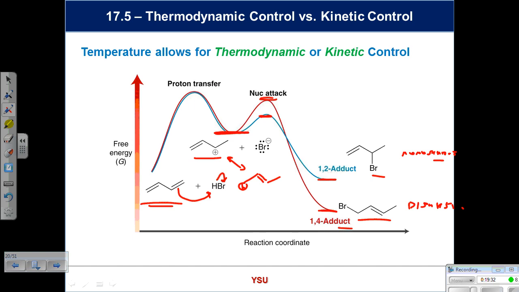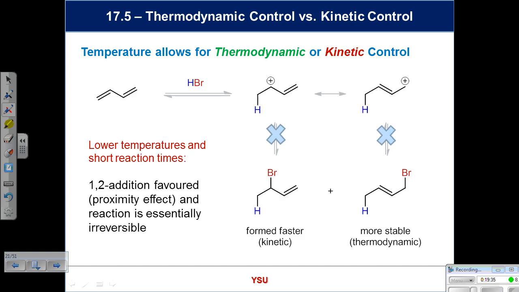Now, I've got slides coming up that try to explain this in words. I've got pictures, as much as you want, and hopefully we can make some sense of this.